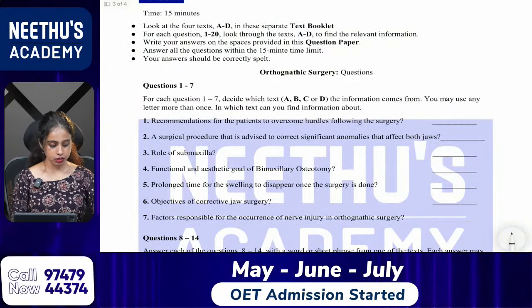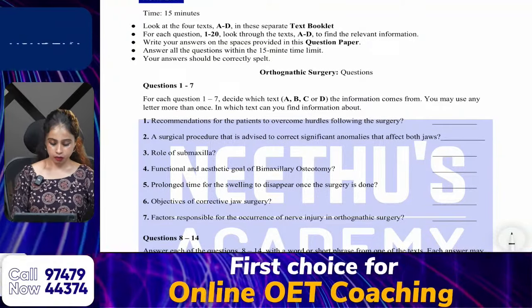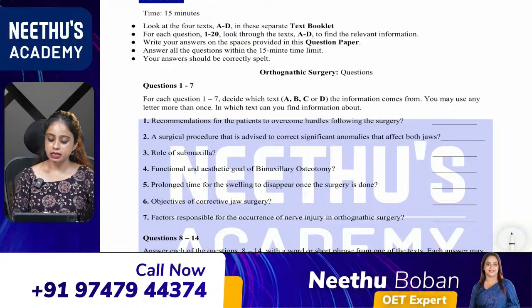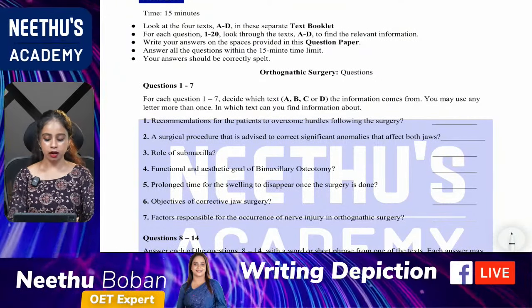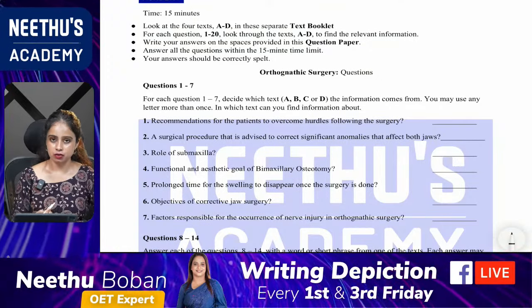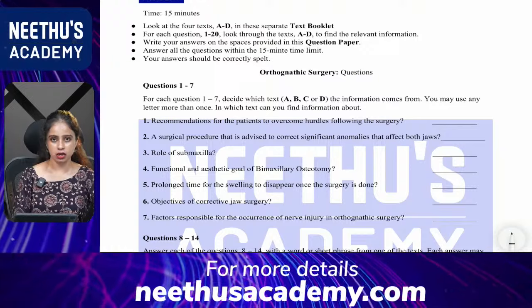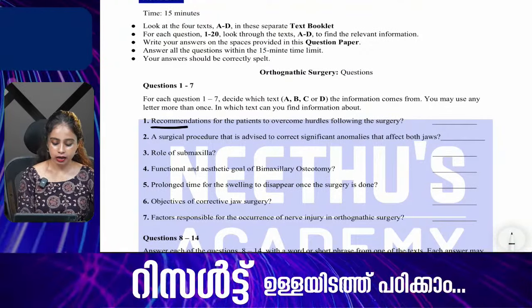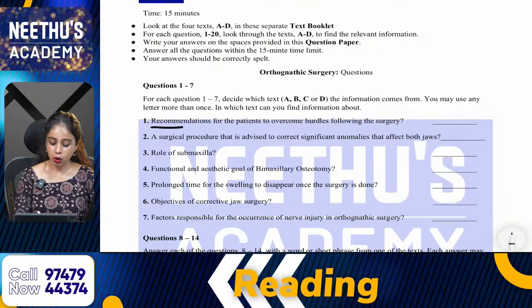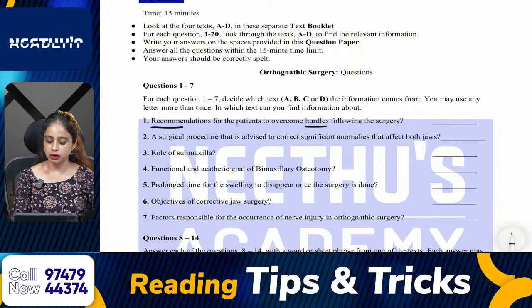And we are moving to the first question. So what is the first question mentioned? Recommendations for the patients to overcome hurdles following the surgery. So that is the first question mentioned here. Recommendations: we have just read the recommendations or instructions from text D. So it is very easy. Recommendations or instructions for the patients to overcome hurdles, the complications following the surgery.